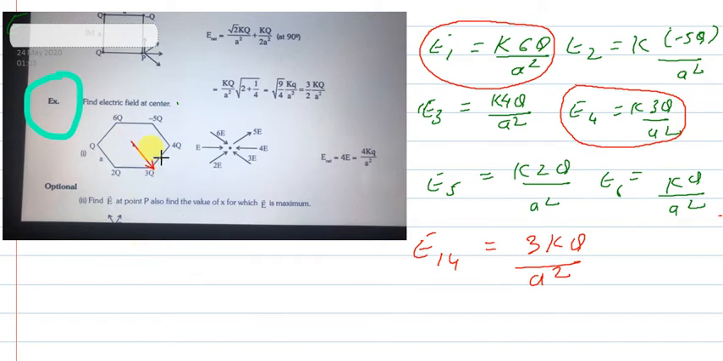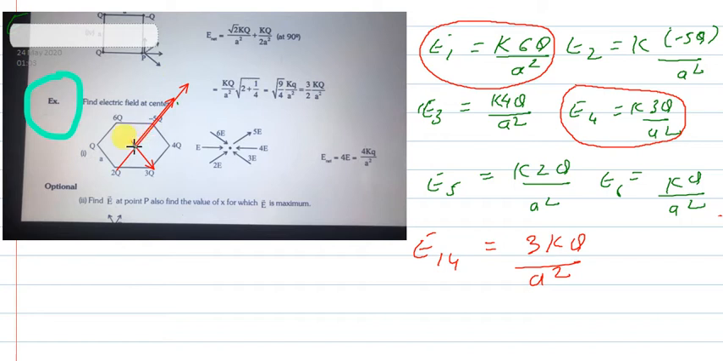Okay. Similarly for minus 5q, now see, it is a negative charge and this is a positive charge. So in the case of charge number 2 and 5, and this 2q also, it will be in this direction because the direction of electric field is positive to negative.